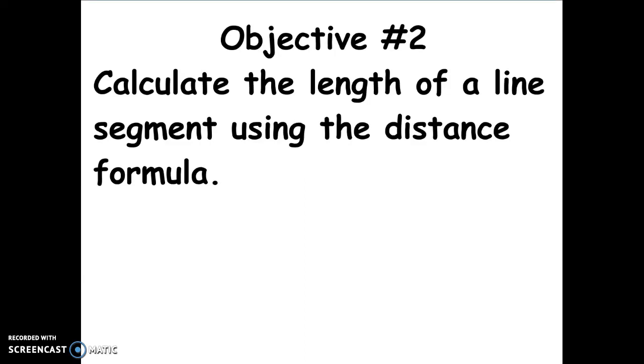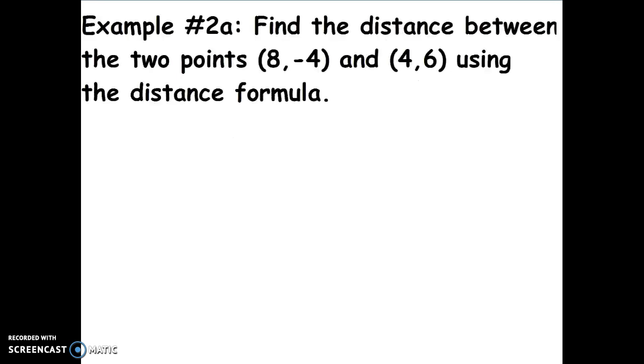Now we're going to continue with our lesson on distance formula, moving on to objective 2. Calculate the length of a line segment using the distance formula. Example 2a. Find the distance between the 2 points, (8, -4) and (4, 6), using the distance formula.